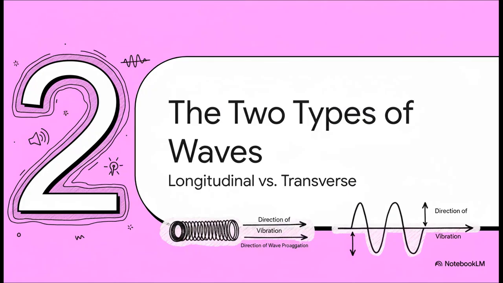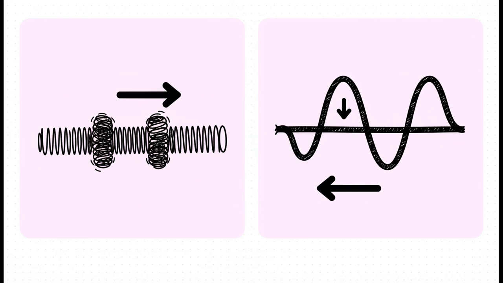Okay, so now we know what a wave does. But it turns out there are two main ways they get the job done, and it all boils down to the direction of that vibration. We're talking longitudinal versus transverse waves. And the difference is super clear when you picture it.